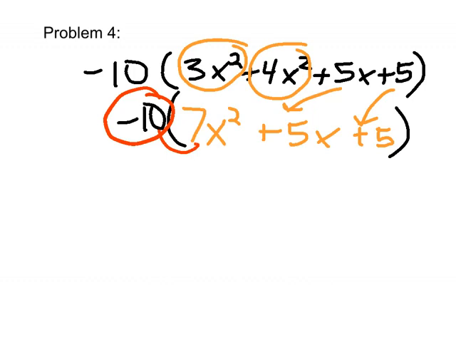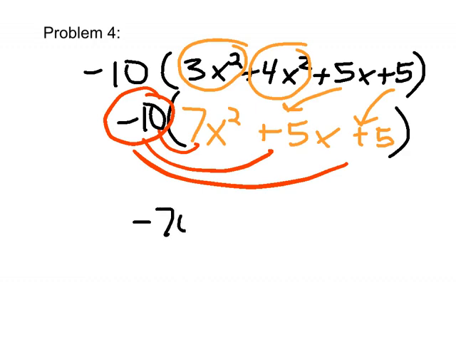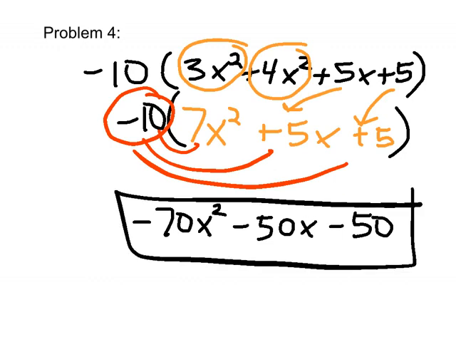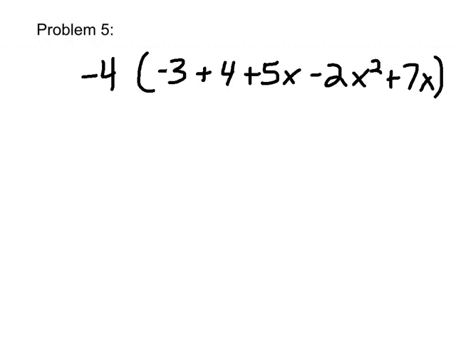I then distribute my negative 10 to everything inside the parentheses, and I get negative 10 times 7x to the second power, which equals negative 70x squared. Negative 10 times 5x becomes negative 50x, and negative 10 times 5 becomes negative 50. And I'm done. And the last problem. Negative 4 times the quantity, negative 3 plus 4 plus 5x minus 2x to the second power plus 7x. Go ahead and hit pause if you need more time.